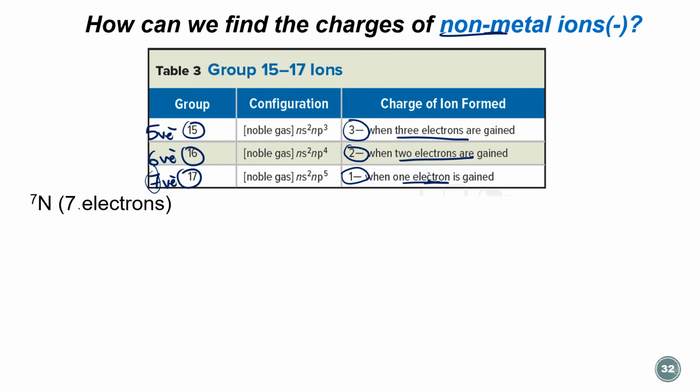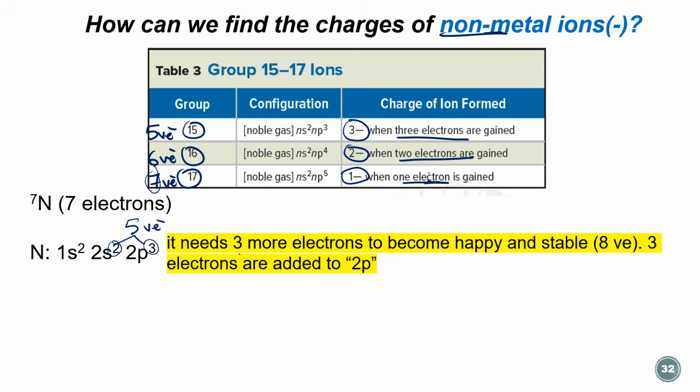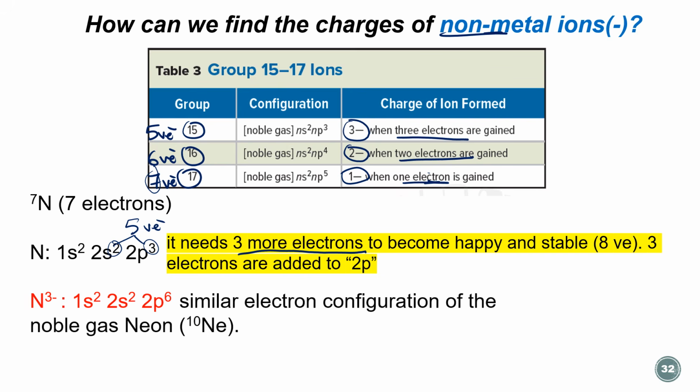So nitrogen has 7 electrons. Write the notation: 1s2, 2s2, 2p3. How many valence electrons does it have? 5 valence electrons. How much does it need to become happy? It needs 3 more electrons, right? To become happy and have 8 valence electrons. So if we add 3, we add them to the p, because p can be filled with 6, so we can add 3. So now this is the new electron notation for the N negative 3 ion. Okay? 8 valence electrons, happy.